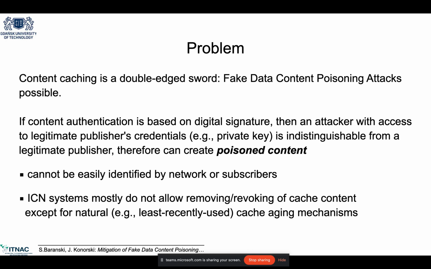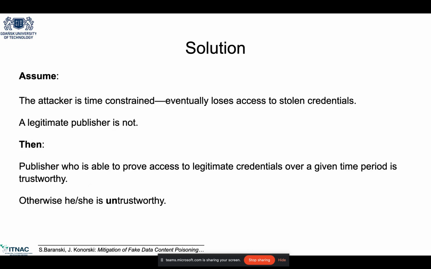An attacker who has stolen the legitimate publisher credentials, for example a private key, is indistinguishable from the legitimate publisher, and therefore can create poisoned content. Such poisoned content cannot be easily identified by the network or subscribers, as information-centric networking systems mostly do not allow removing or revoking of cache content, except for natural cache aging mechanisms such as least recently used.